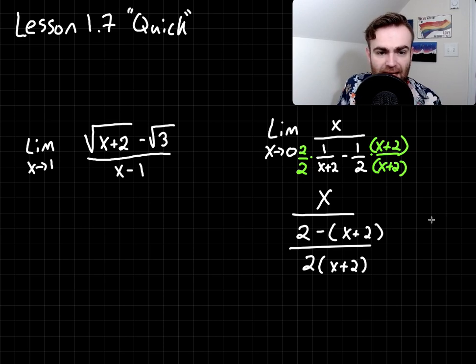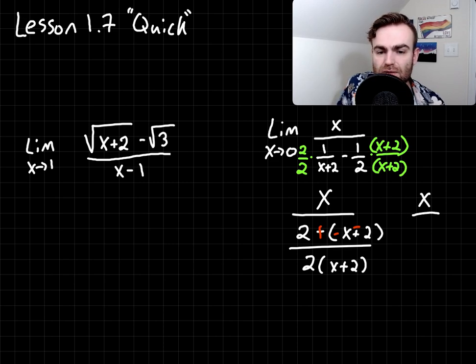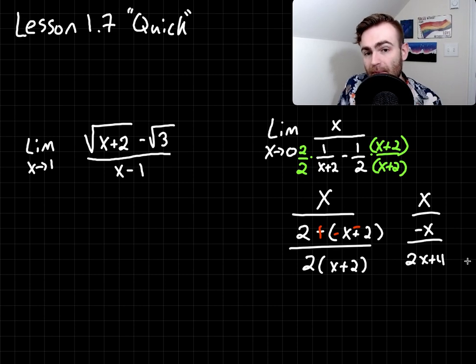Well, does anything happen here? We do have some things happening here. We have this minus here. So let's go ahead and distribute this. And then we have negative x here, and we have 2 take away 2. So this will clean up to be negative x over 2x plus 4.